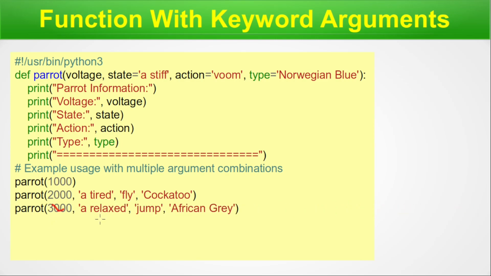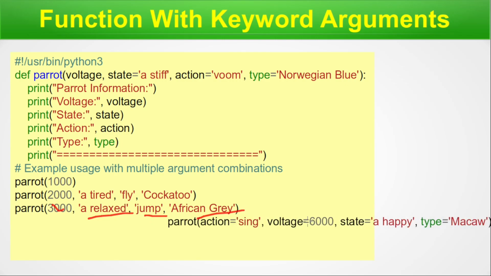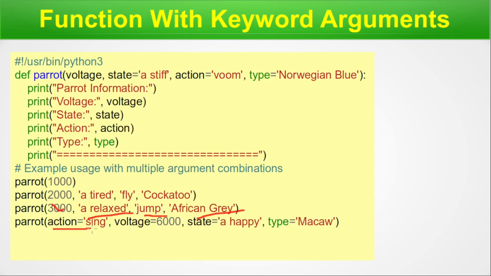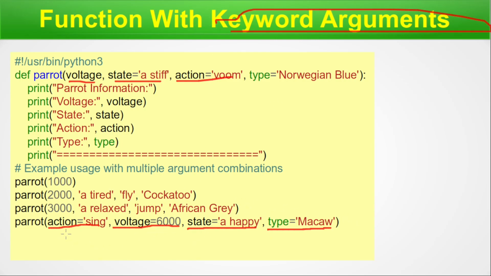Next, we have 3000. Then we have relax, jump, African gray. Next, we have action equal to sing. So you can see we have swapped the different places. Action has come first while it was in the third position. Action equal to sing, voltage equal to 6000. Earlier voltage was in the first position. State is equal to happy. It was in the second position. And type is Macaw. So this is the beauty of keyword arguments, where you can change the position.